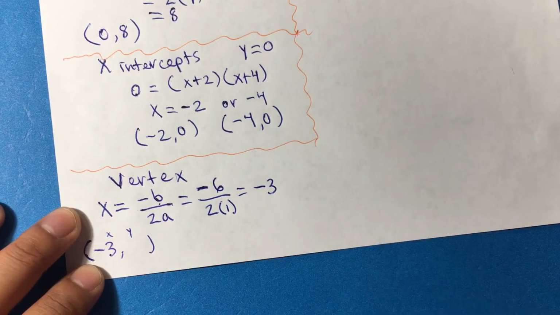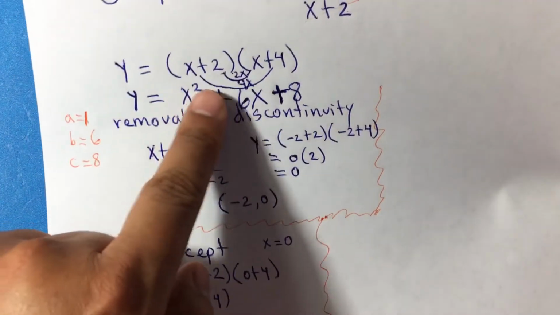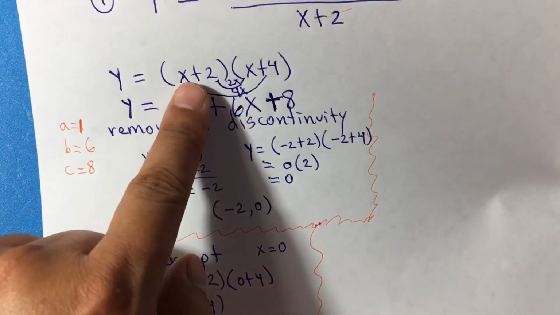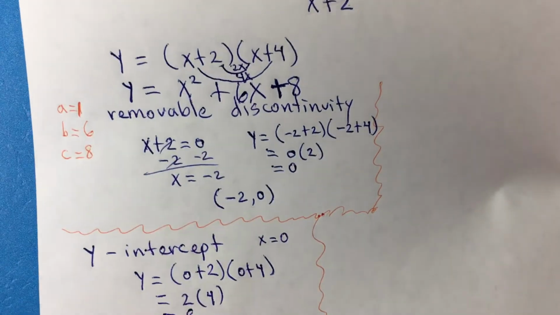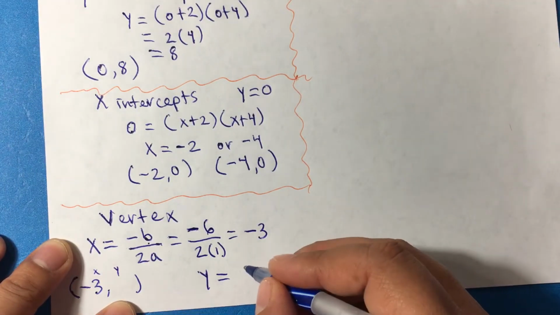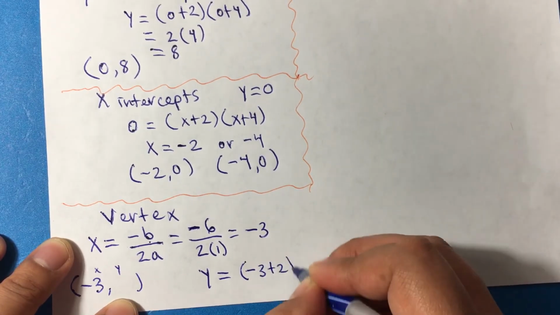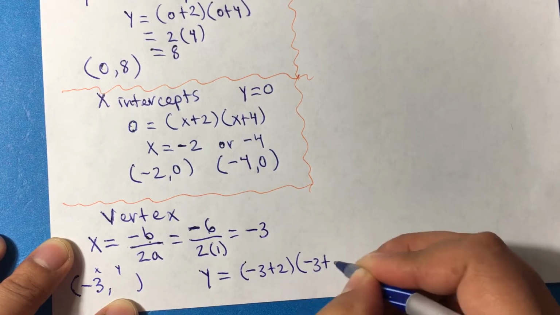And how do we do that? We just replace it, and it can be in either of the two: the factored form of the equation or the descending form. Let me use the factored form. So y is equal to (negative 3 plus 2) times (negative 3 plus 4).